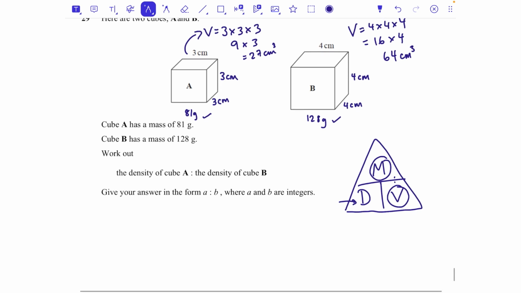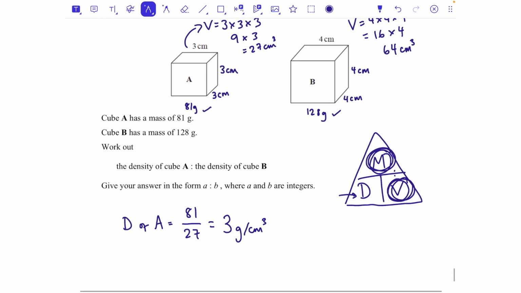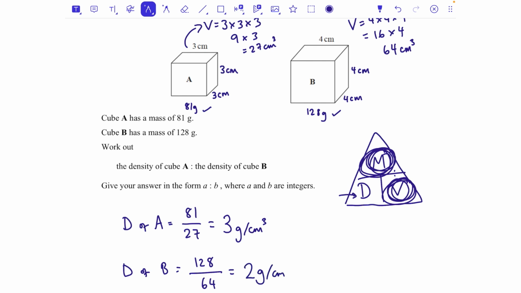Okay, so in order to work out the density of A, that's going to be the mass of A divided by the volume of A. So the mass of A is 81 divided by the volume of A, which is 27, and 81 divided by 27 is 3. So the density is 3 grams per centimetres cubed. Now the density of B is going to be the mass of B divided by the volume again. So the mass is 128 divided by the volume, which is 64. And 128 divided by 64, well, that fits in 2 exact times. So 2 grams per centimetres cubed.